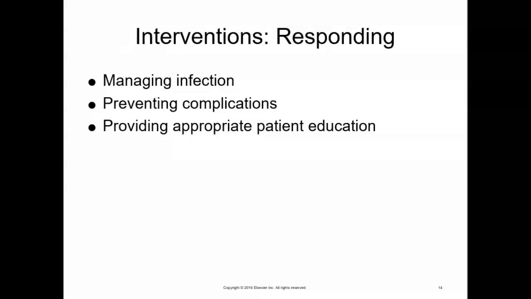Interventions focus on managing infection, preventing complications, and providing appropriate patient education. Managing infection as a cause of acute GN begins with appropriate antibiotic therapy. Stress personal hygiene and basic infection control principles such as hand washing to prevent the spread of the organism. Teach patients the importance of completing the entire course of the prescribed antibiotic.